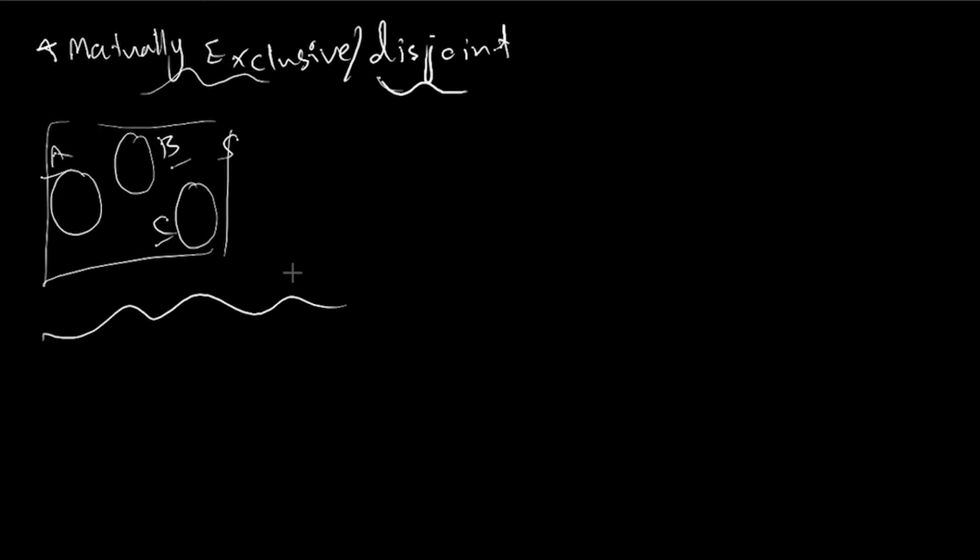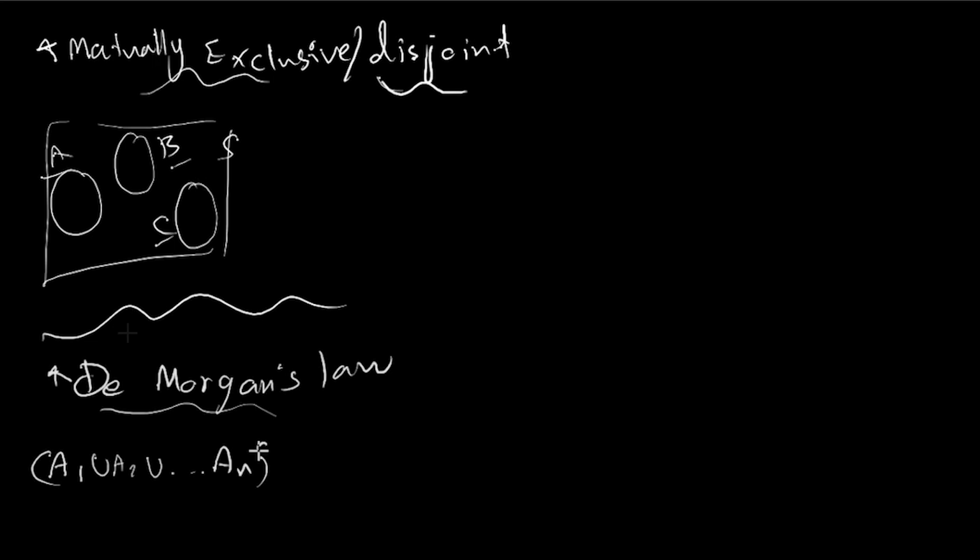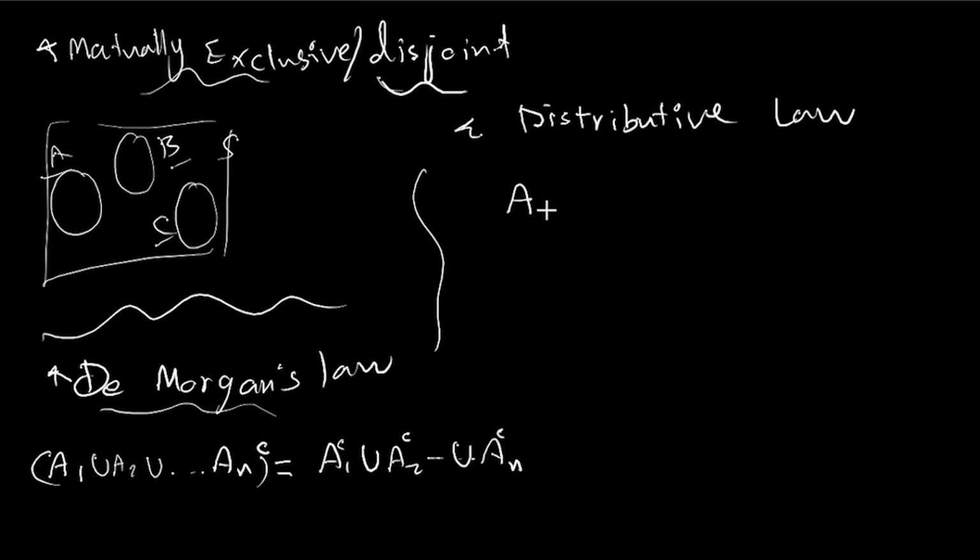There are some theorem and operation laws that you might also want to be familiar with. One of them is the so-called De Morgan's law. The complement of this union is exactly equal to the complement of A union with the complement of B, all the way to N. The next one is called the distributive law. You have set A intersect with the union between B and C, that is exactly equal to A intersect B union with A intersect C.